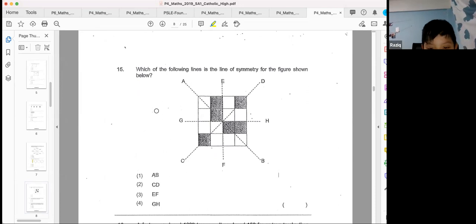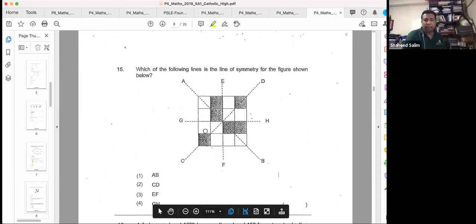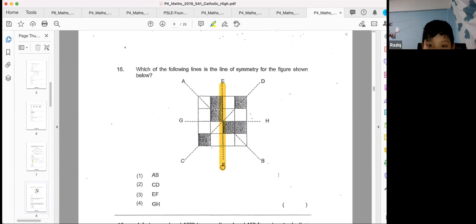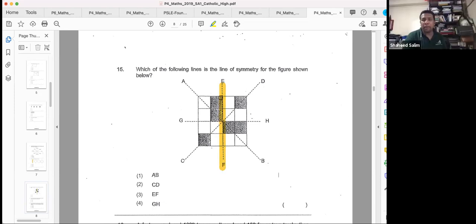EF or GH? EF. Let's see, EF. I don't know. I draw. You agree? Yes. And then down here, you see, you cut down here is black, down here is white. You must follow exactly. DC.